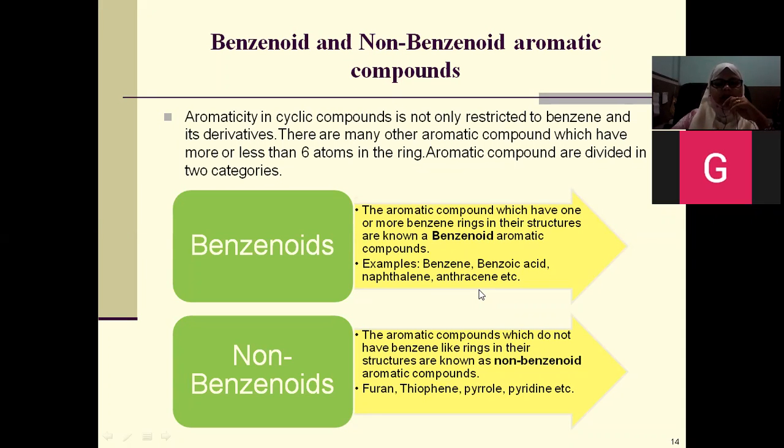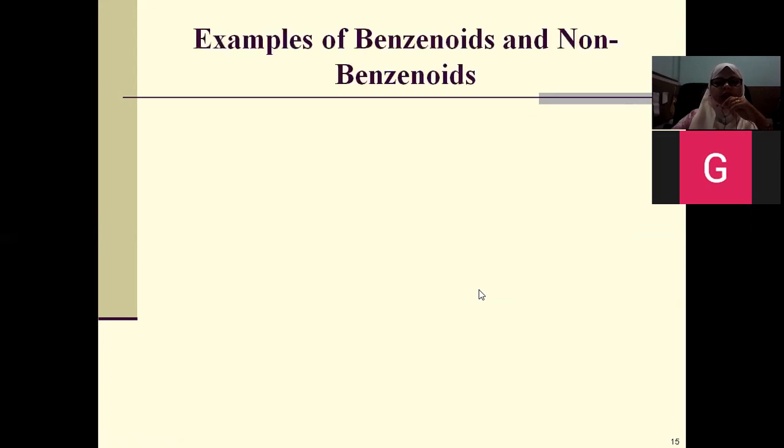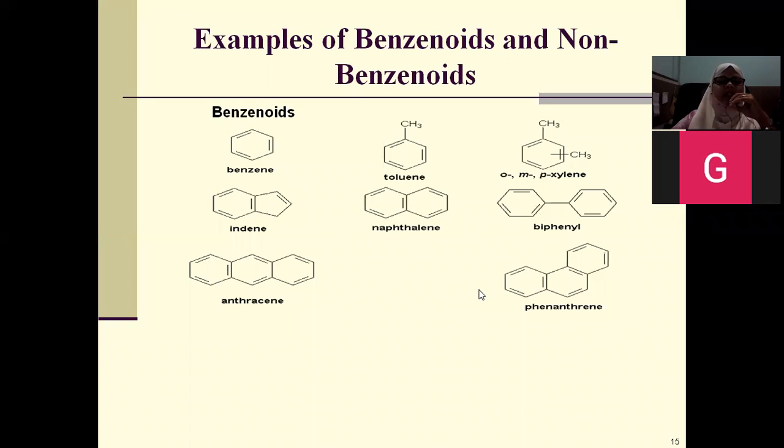So these are the examples. These are the examples of benzenoids, that means which contain a benzene ring in them. So you can see here, this is the benzene ring and it contains CH3 attached on the benzene ring, it is toluene. Then either it can be ortho, meta or para xylene, that means in which two methyl groups are attached. So that is known as xylene. So either it can be ortho, meta or para positions.